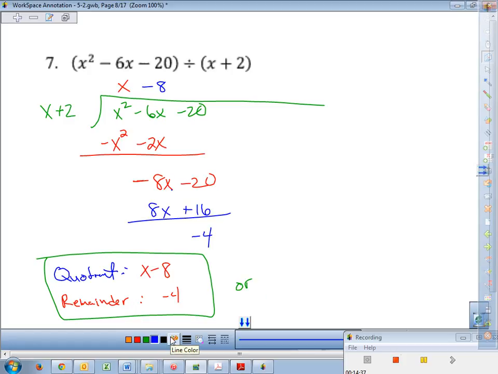I want you to write the other answer, or you'll see it written like this all the time. The final answer is x minus 8. Isn't that the quotient part of it right there? And then whatever sign this is comes next, over minus 4 over x plus 2. Where the heck did this come from, this x plus 2? That's what we divided by, right? That's what we divided by.